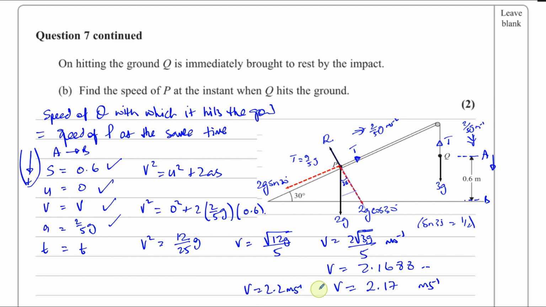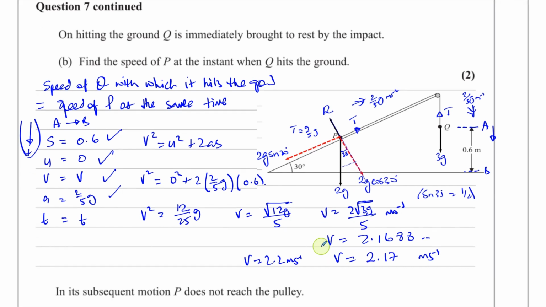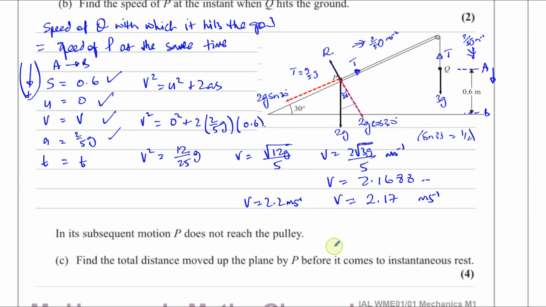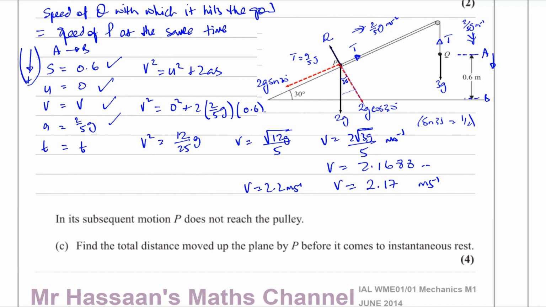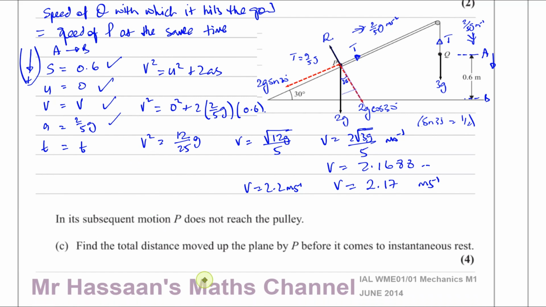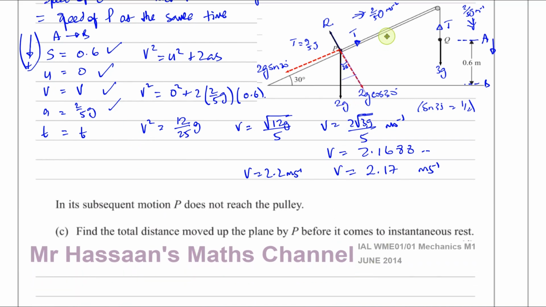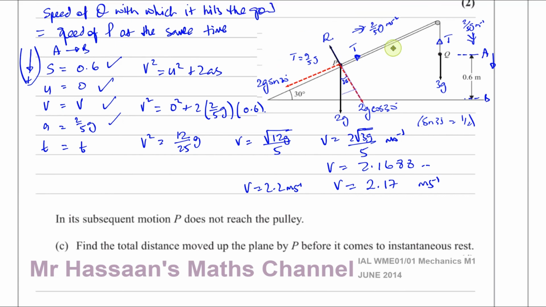So for the Edexcel M1 papers, you can write things to 2SF or to 3SF or in terms of G for your answers if you use G in your calculation, right? So that's the speed of P at the instant when Q hits the ground, okay? And then it says, in its subsequent motion, P does not reach the pulley. Find the total distance moved up the plane by P before it comes to instantaneous rest.